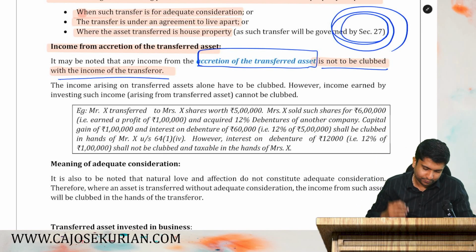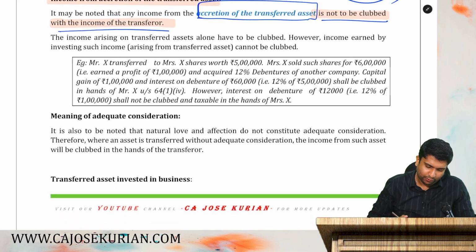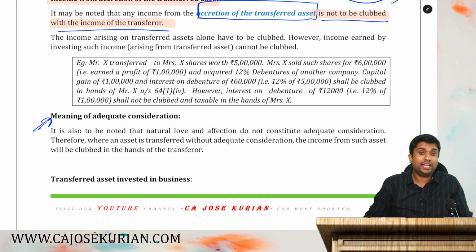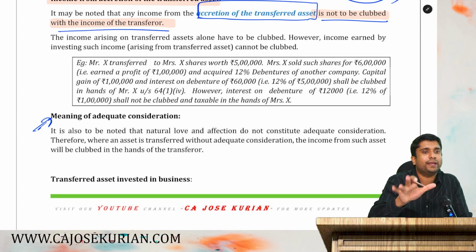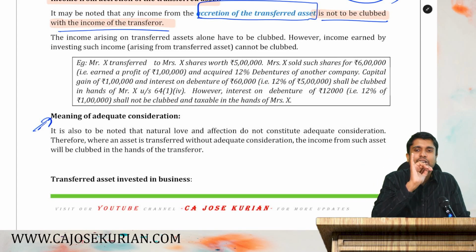All right, now let's move on. Now listen friends, I've told you that adequate consideration should be there. Are you with me? If JK is purchasing property from his wife by paying adequate consideration, then there won't be any clubbing provision. What is this adequate consideration?